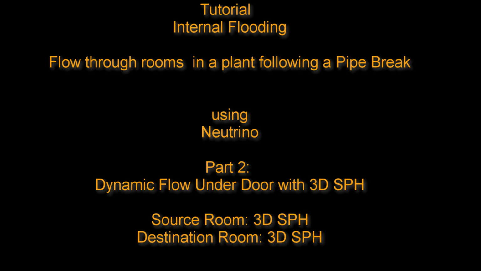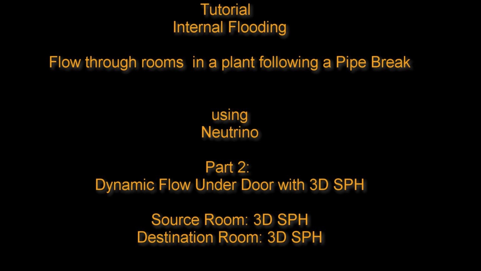This is part 2 of a multi-part series for a scenario involving internal flooding. The scene involves 3 rooms: the top room where the pipe break originates, the stable room where the water leaks under the door first, and then onto the bottom floor.